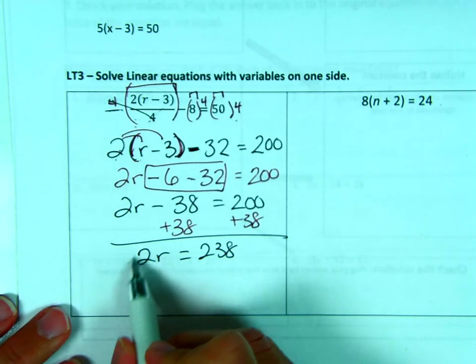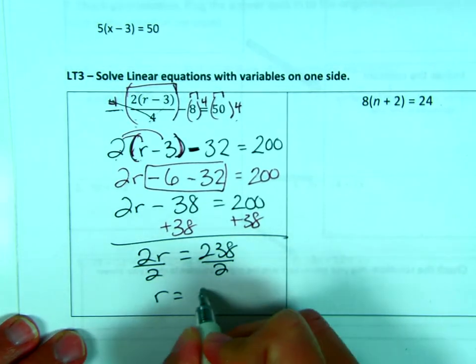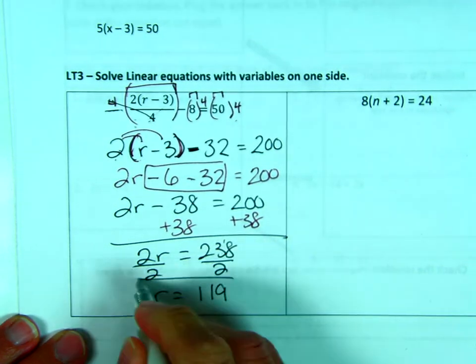And then my next step is to eliminate the coefficient. Remember, your coefficient is the number that's being multiplied. This 2 is a coefficient. So we're going to divide both sides by 2. r equals 119. So that is what we get there.